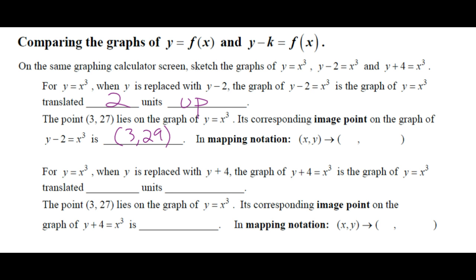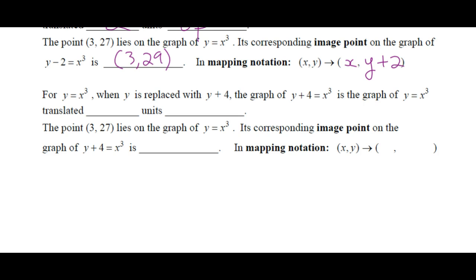The point (3, 27), its corresponding point is (3, 29). And in mapping notation, (x, y) becomes (x, y plus 2). Okay? So we're looking at it and saying, hey, the y was replaced with the y minus 2. But the effect is that it goes up 2, and so when I'm mapping the point, I have to take the y value and move it up 2.